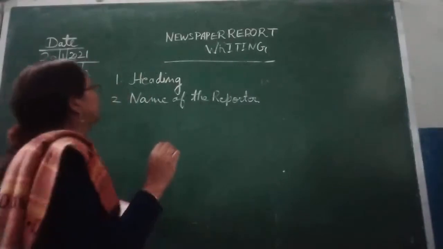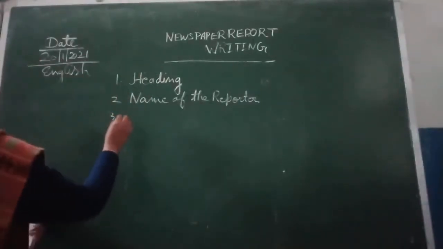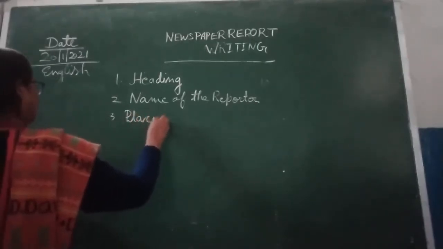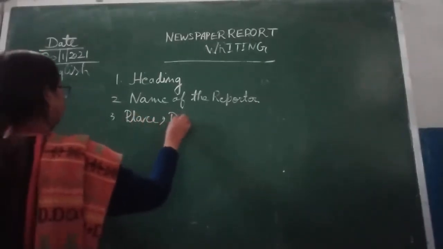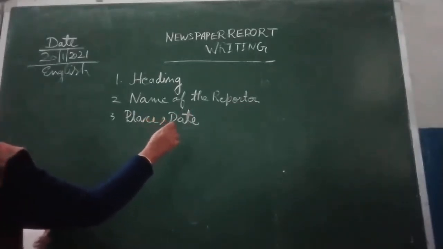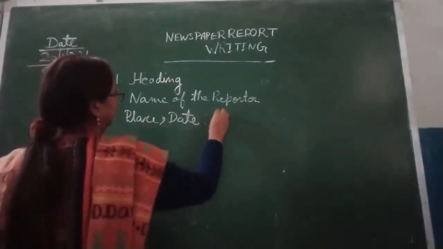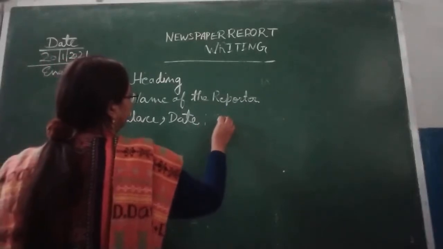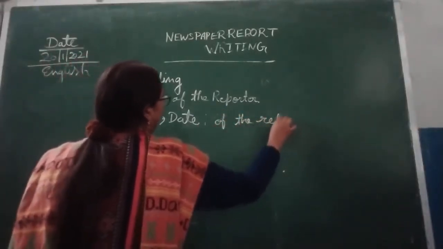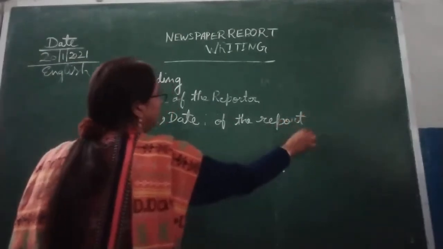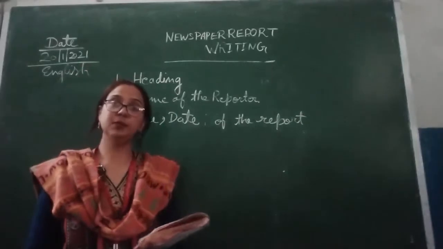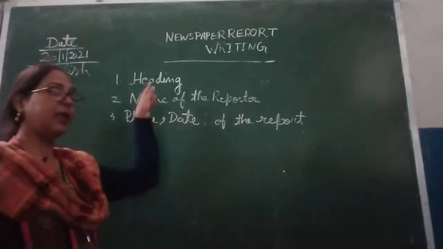And after that, number 3 is place, date. Place, date, beginning of the report. That you will always mention, children. These are very important points. First of all, we will mention the heading.